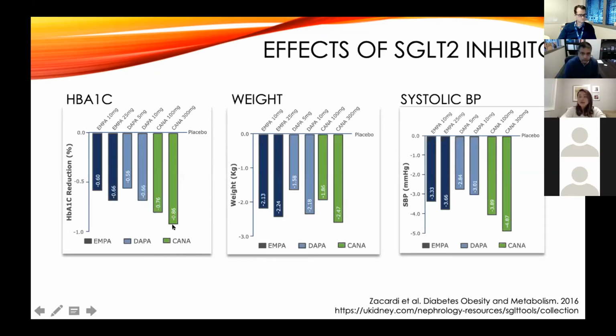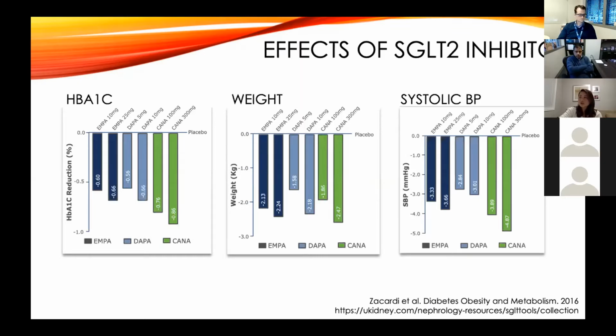Now, for weight, as opposed to other glucose-lowering medications, which are associated with weight gain, SGLT2 inhibitors result in weight loss of about 1.5 to 2.5 kilograms. Weight loss starts early, as early as 3 days after taking the medication. This early effect is attributed to natriuresis. This natriuresis is found to attenuate over time, but weight loss continues. This continued weight loss is thought to be due to reduction of adipose tissue.